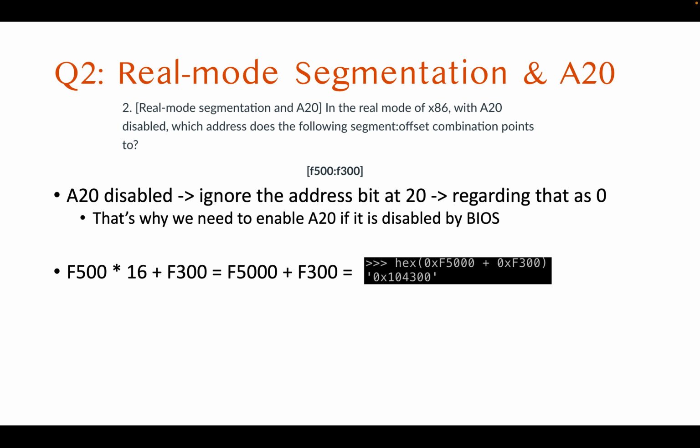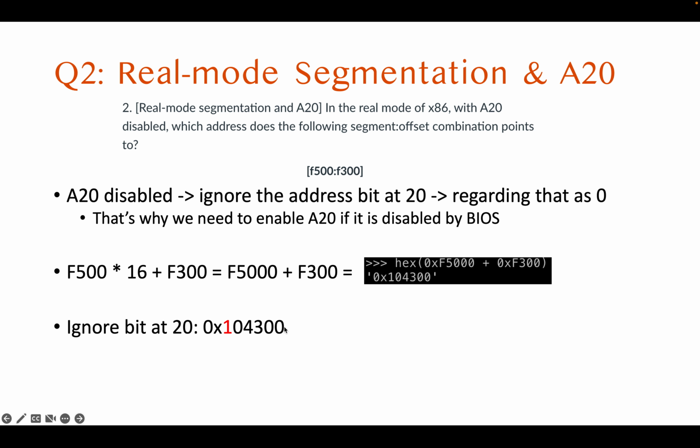Then let's calculate the address first. F500 multiplied by 16 plus offset F300. So that's F5000, with an additional 0 at the end. Multiplying by 16 in hexadecimal is just adding a 0. This is simple. And then we can also use Python to calculate the exact address. Changing this calculation to hexadecimal, we get 104300.